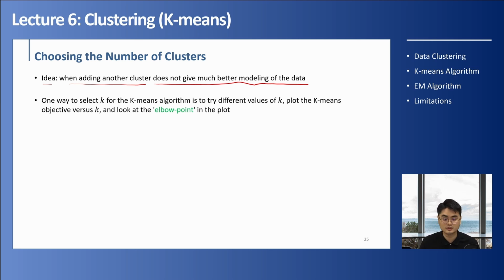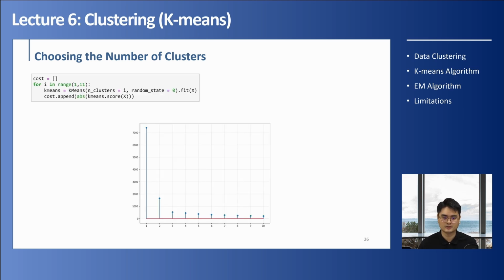So one way to select k, the number of clusters, in the k-means algorithm is to try different values of k, of course. You can try k equals 1, 2, 3, 4, 5, and so on, and then plot the k-means objective versus k. So plot the distance that you obtain from k, and then look at the elbow point in the plot. Let's see what this really means from this slide here.